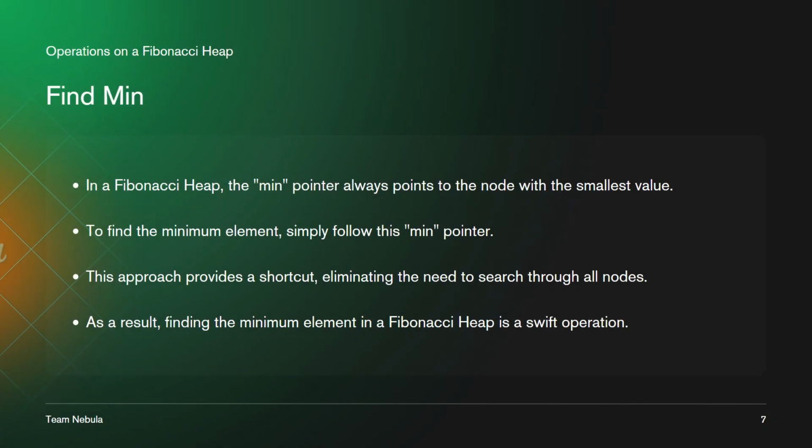Alright, let's talk about finding the minimum element in a Fibonacci heap. The process is actually quite simple. You see, there's a special pointer in the Fibonacci heap called the min pointer. This pointer always points to the node with the smallest value in the entire heap. So, when we want to find the minimum element, we just follow this pointer and it leads us directly to the smallest element in the heap. Think of it like a shortcut. Instead of searching through all the nodes to find the smallest one, we can just follow the min pointer and there it is. This makes finding the minimum element a really quick operation in a Fibonacci heap.